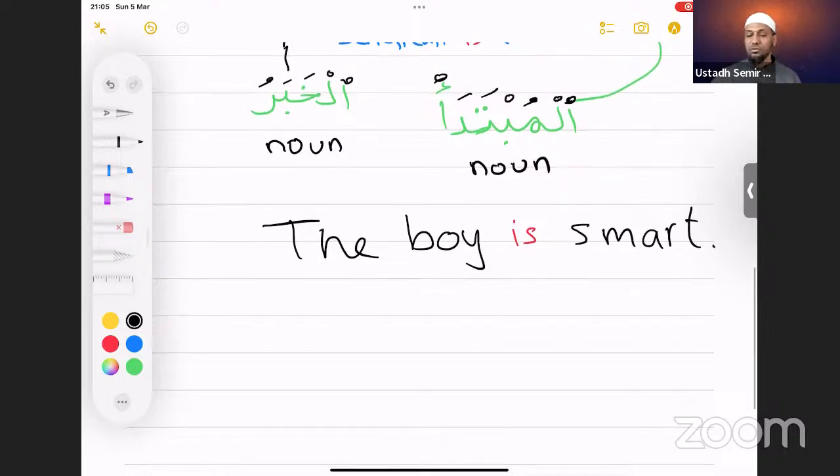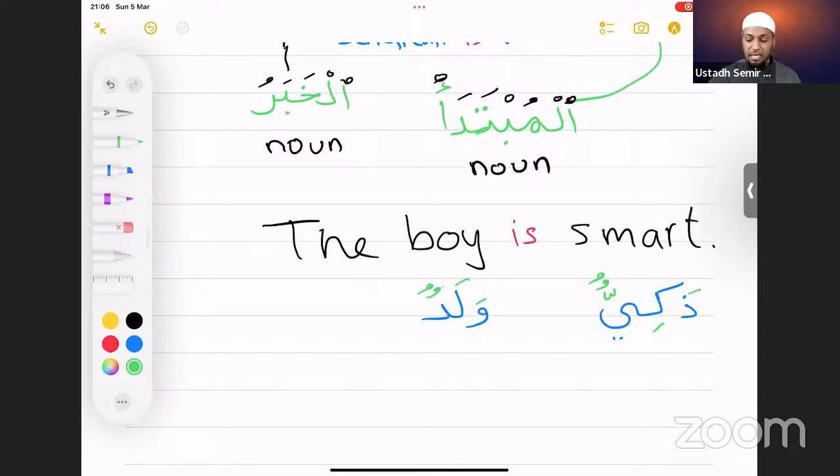So in the dictionary, what do you do? You just put the boy, and for the word boy, you'll get the word walad. And then you have smart, dhakiyun. If you put it in the dictionary, you get dhakiyun. This is what you will get in the dictionary. So how do we formulate the Arabic nominal sentence?